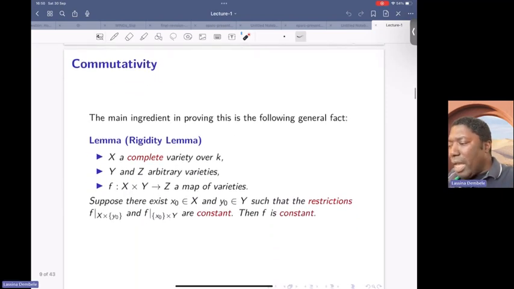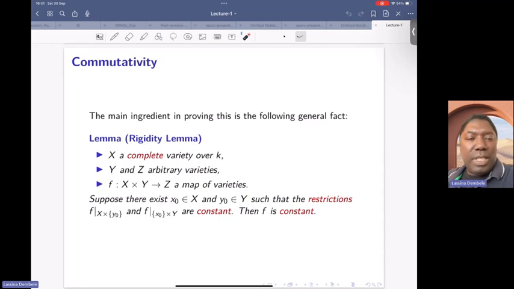Okay. And the key ingredient in the proof of the commutativity is what we call the rigidity lemma. And the rigidity lemma says the following. So the assumptions are the following. X is a complete variety. If you give yourself a complete variety X, and you give yourself two arbitrary varieties Y and Z, and then you consider a morphism of varieties F from X cross Y to Z.